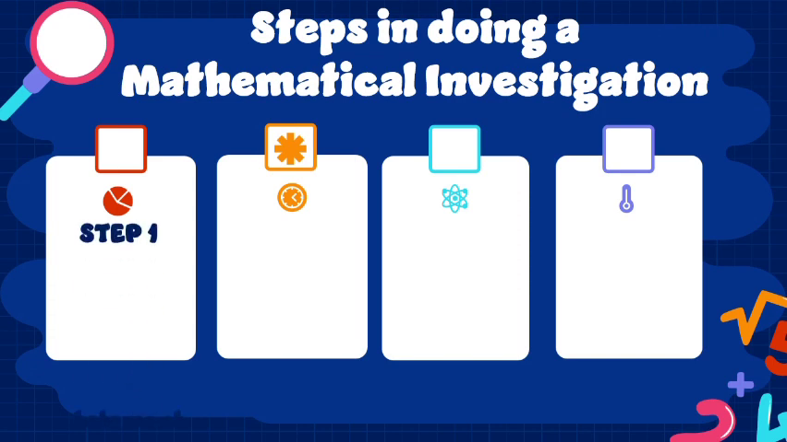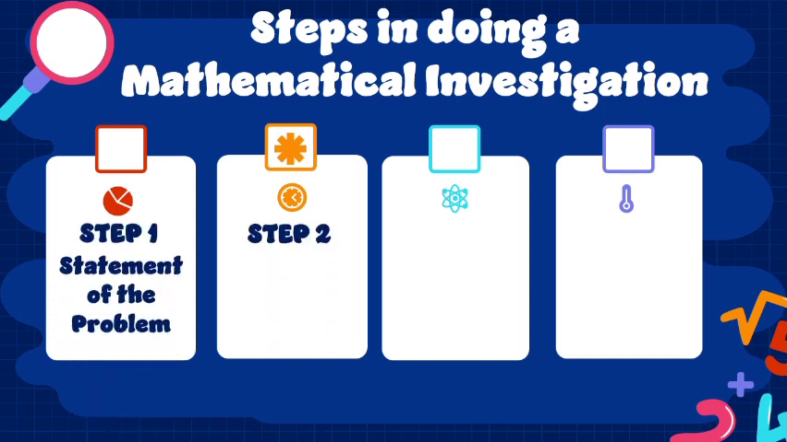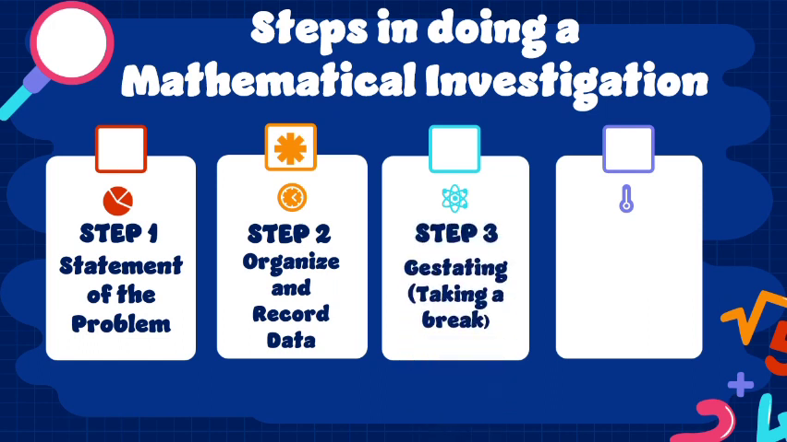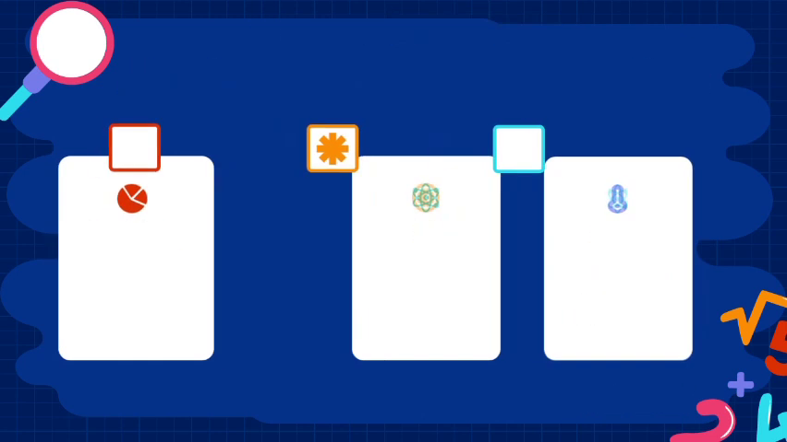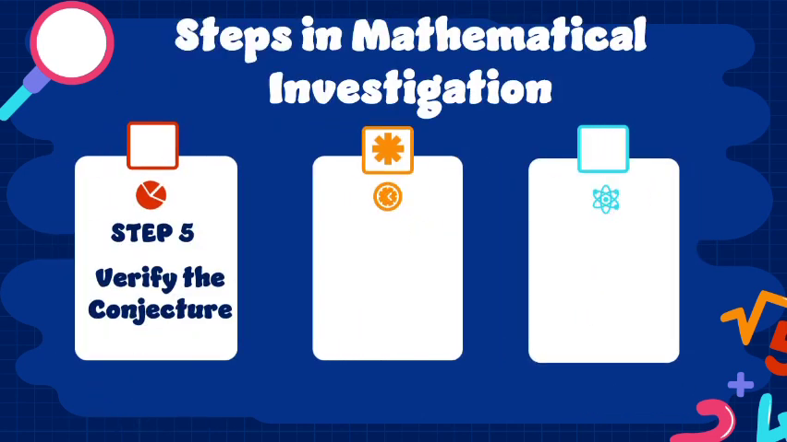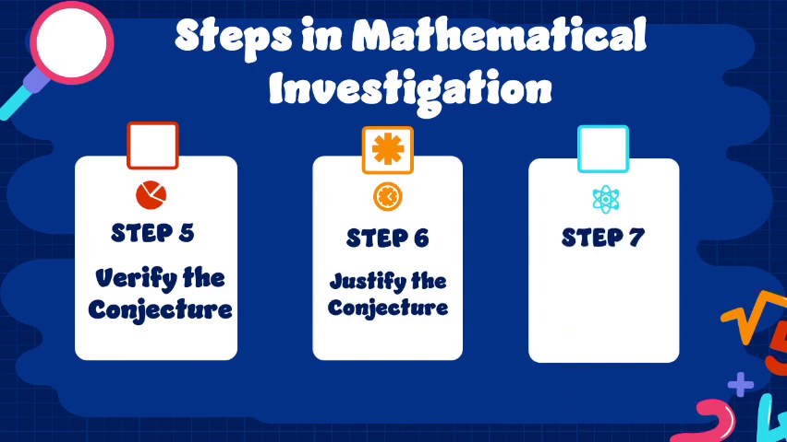So here are the steps in doing a mathematical investigation. Step 1, statement of the problem. Step 2, organize and record data. Step 3, gestating or taking a break. Step 4, make a conjecture. Step 5, verify the conjecture. Step 6, justify the conjecture. And Step 7, summarize. To broaden your knowledge, let's have an example.